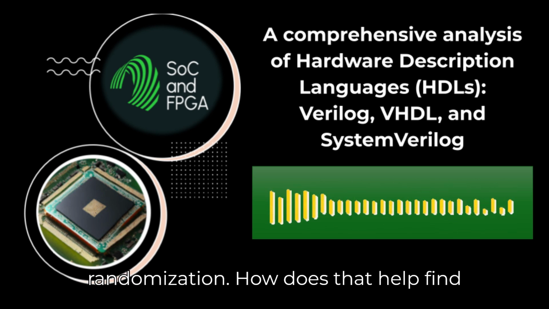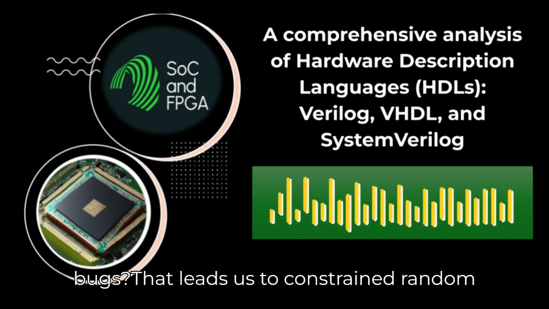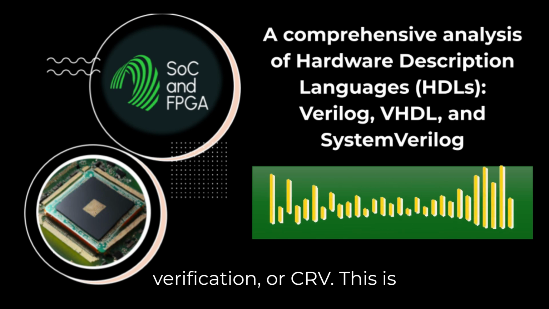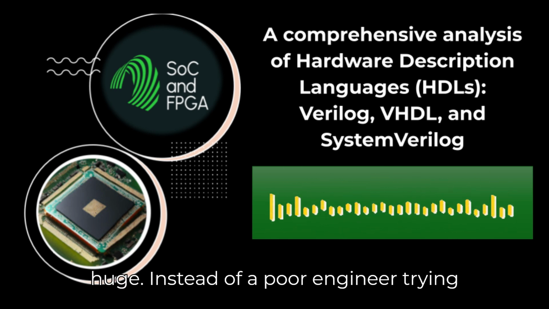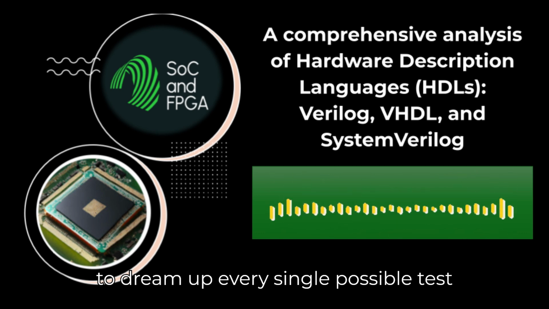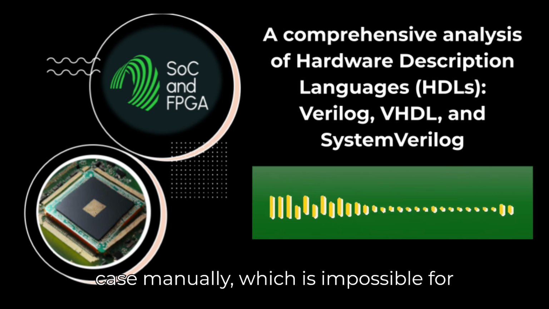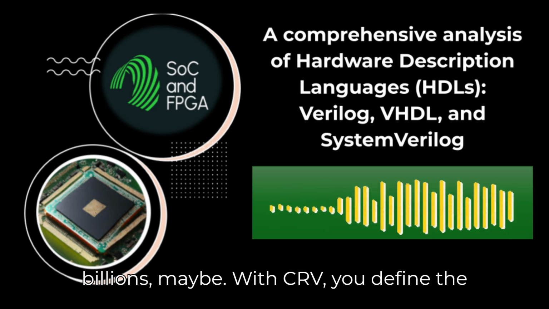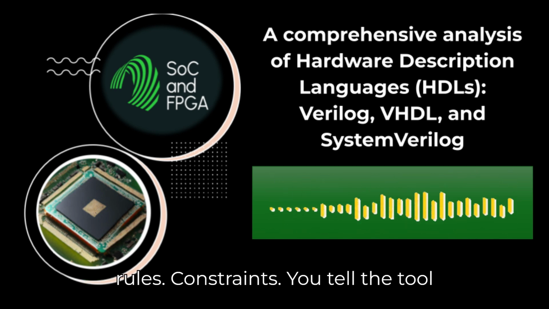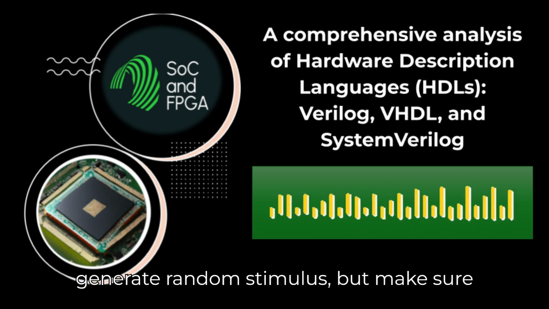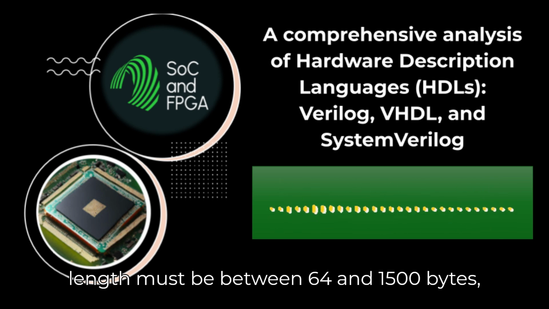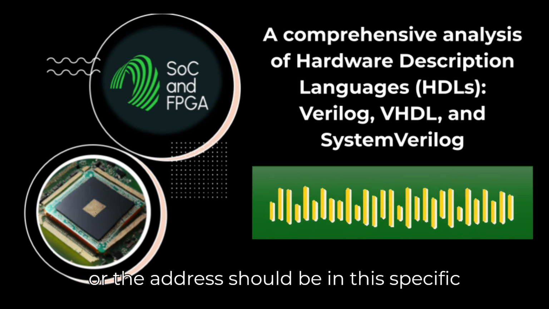You mentioned randomization. How does that help find bugs? That leads us to constrained random verification, or CRV. This is huge. Instead of a poor engineer trying to dream up every single possible test case manually, which is impossible for complex chips. Right, there'd be millions. Billions, maybe. With CRV, you define the rules. Constraints. You tell the tool, generate random stimulus, but make sure it follows these rules. Maybe the packet length must be between 64 and 1500 bytes, or the address should be in this specific range.